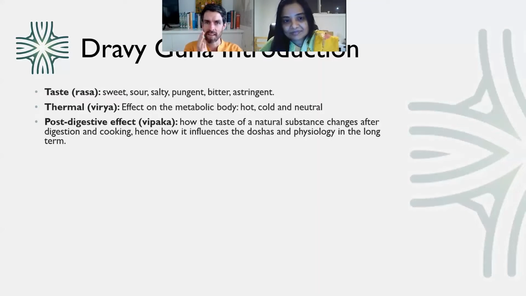Whereas Sushruta, again, uses a different system here. Sushruta gives the post-digestive taste, here we're looking at Vipaka, as a heavy or a light quality. Really, he's looking at after metabolism, does it help to increase the body's tissues? Heavy. Or after metabolism, does it decrease the body's tissues? Light. So the long-term effect on the body's tissues is largely what Vipaka refers to.